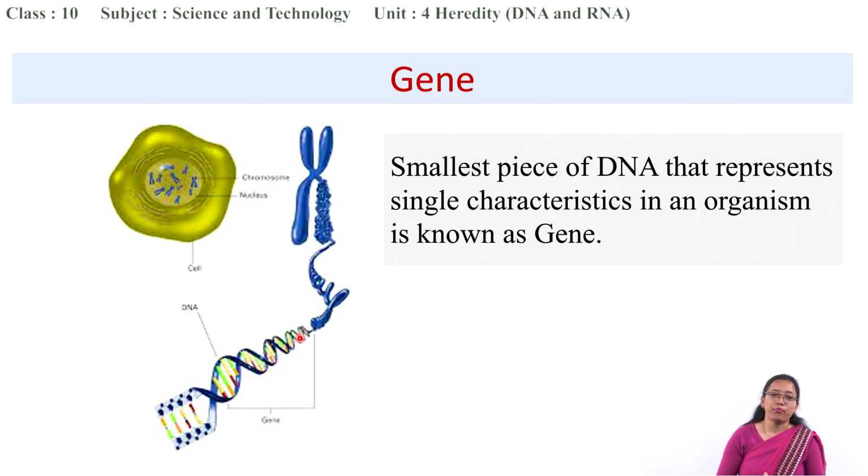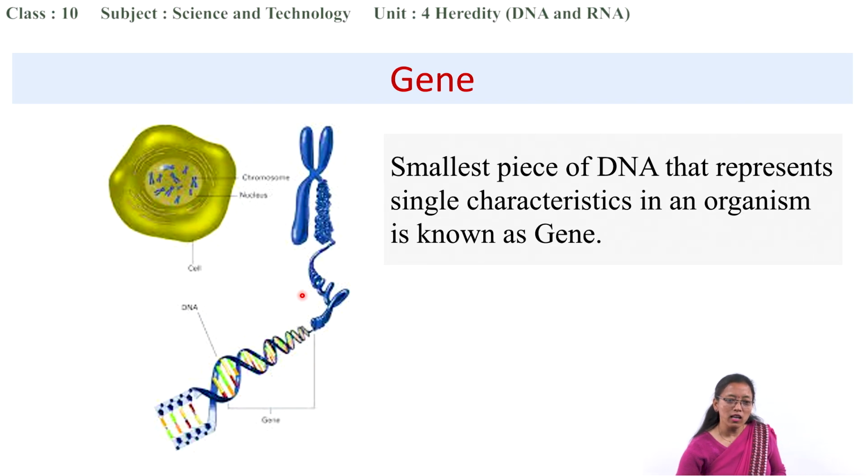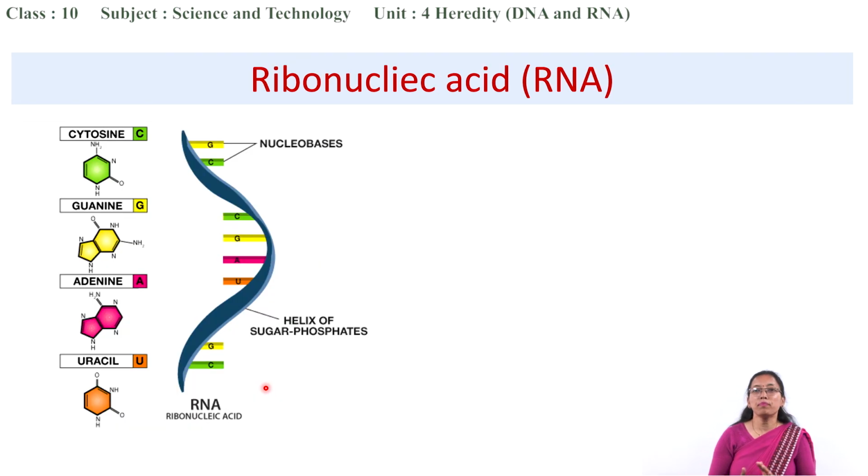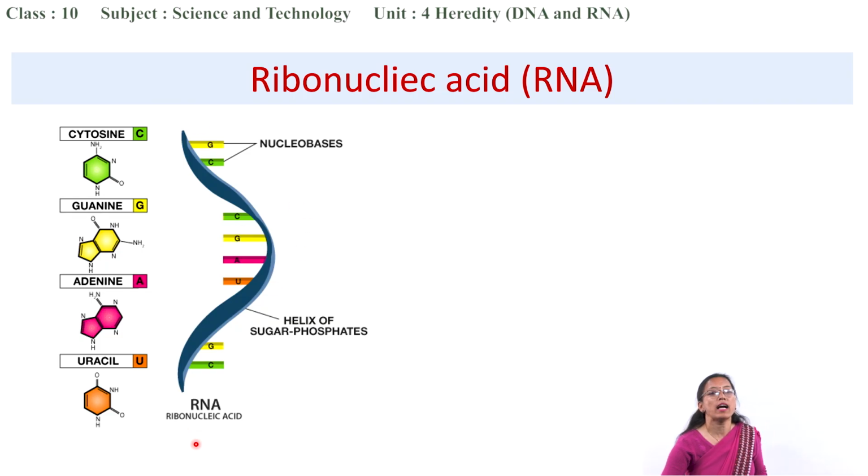Next, gene. What is a gene? Already we have discussed that a gene is the smallest piece of DNA that represents a single character. Now, what is ribonucleic acid or RNA? How is it different from the DNA? It has only one strand, and it has uracil instead of thymine. Other nitrogen bases are similar: cytosine, guanine, adenine. Instead of thymine, there is uracil.